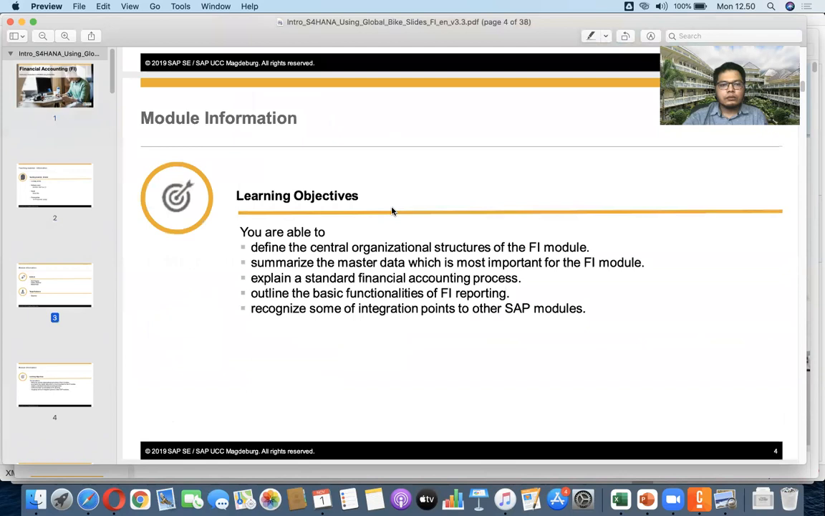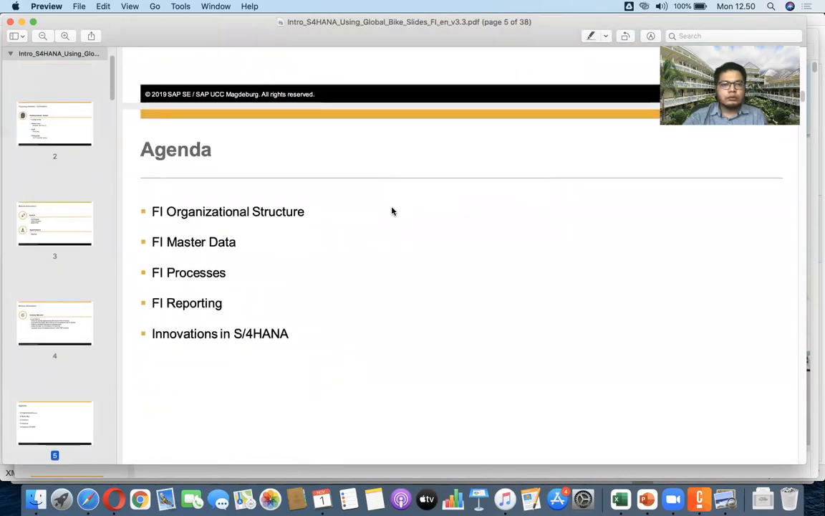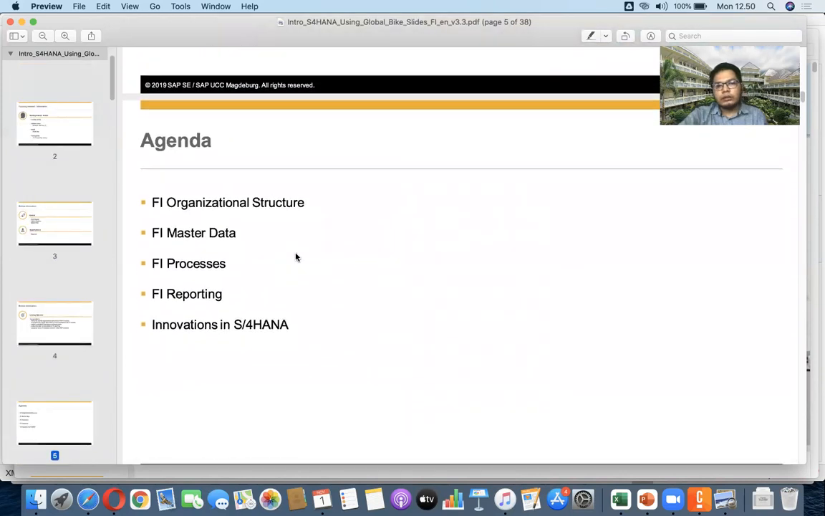As usual, every time we discuss a module from SAP, we will discuss the organizational structure, the master data, and then the process. However, for this financial accounting module, there is one important thing that needs to be mentioned, which is the reporting.